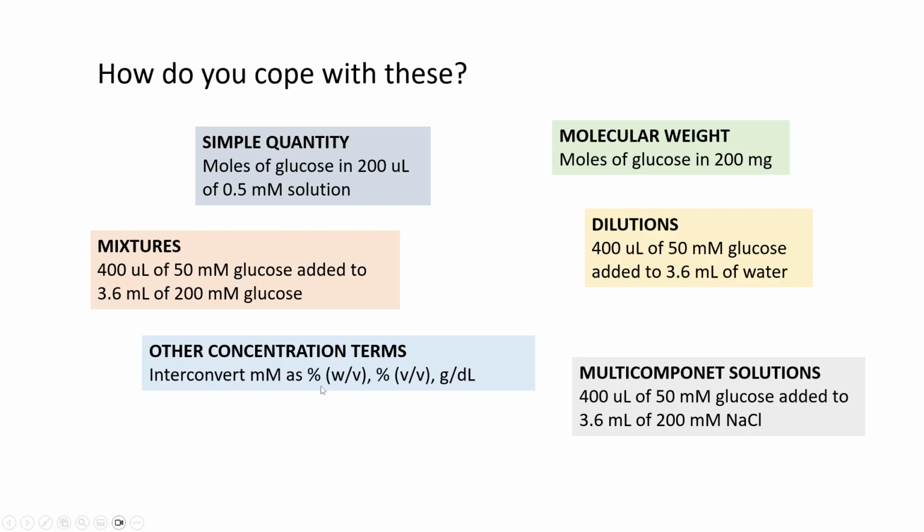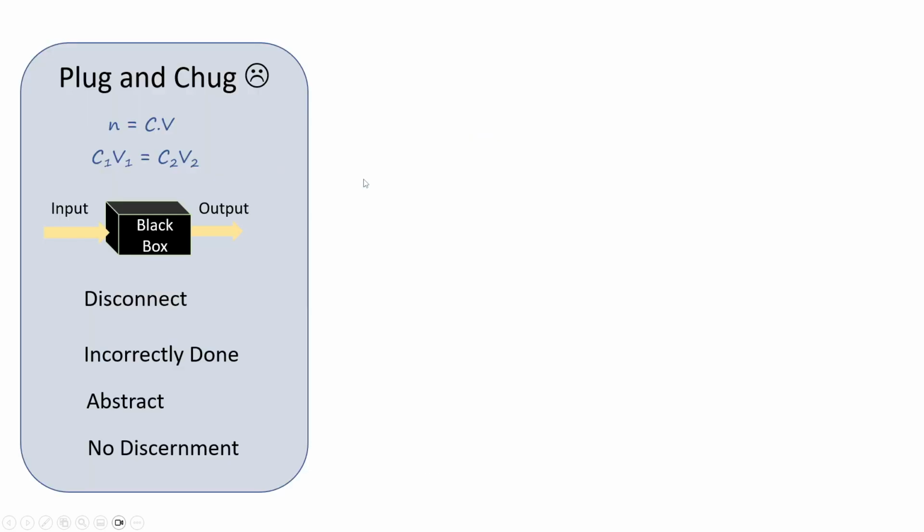Other concentration terms, very common to use weight per volume, grams per deciliter. And then there's loads of chemicals where you have to deal with density as well. So lots of different ways in which calculations can be quite tricky. We're going to start today just looking at the real simple quantity one, just moles of glucose in a certain solution.